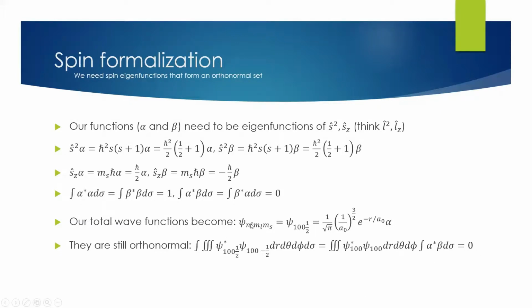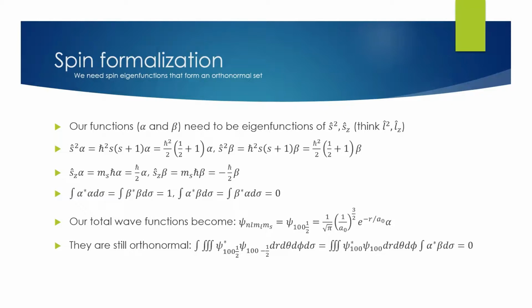And so my new wave functions, my psi star 1, my psi 1 0 0 1/2, and my psi 1 0 0 -1/2 are still orthogonal to each other. They still are part of this orthonormal set. Essentially, what we're doing here is providing some mathematical formalism to be able to incorporate this relatively abstract concept of electron spin into our Schrödinger equation.